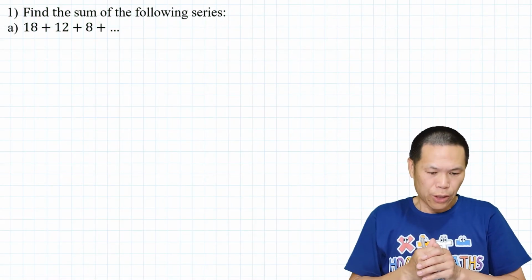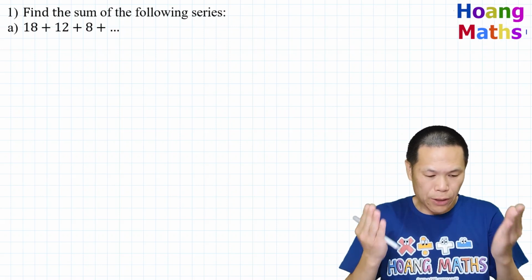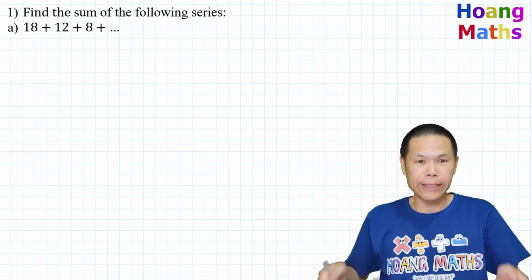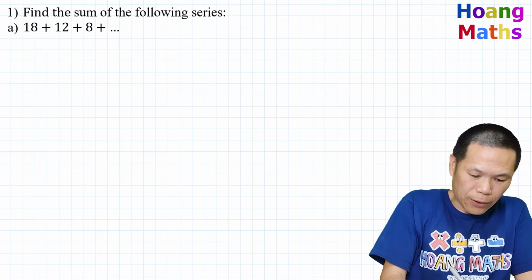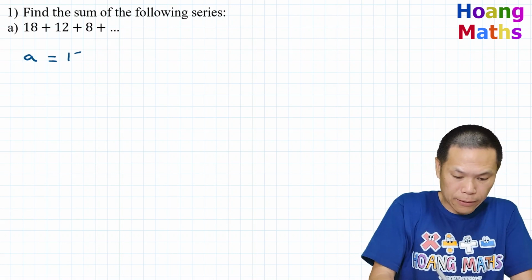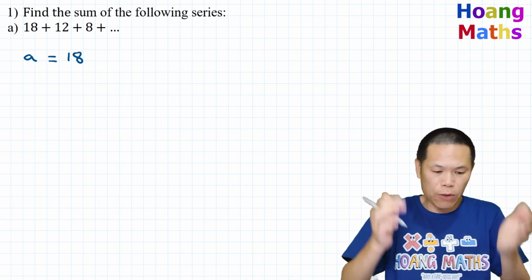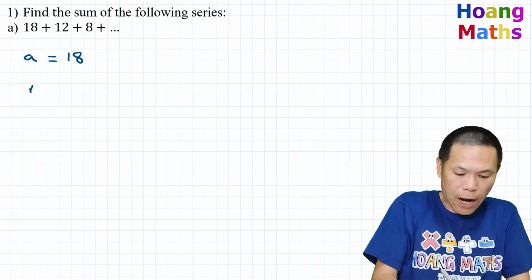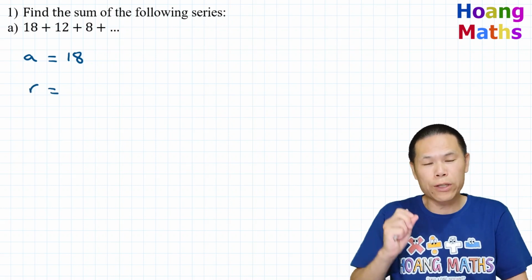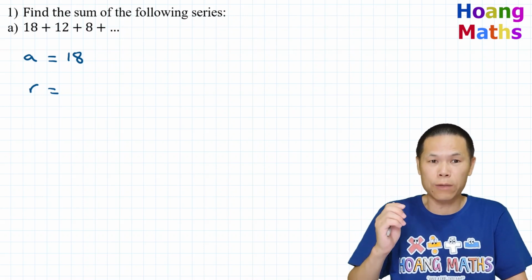First one. We need to find the sum of this series. The first term, A, is 18. Let me just write this down. A is the first term, that is 18, and we need to find the common ratio. The common ratio R is equal to term 2 over term 1, or term 3 over term 2, or term 4 over term 3, and so on.